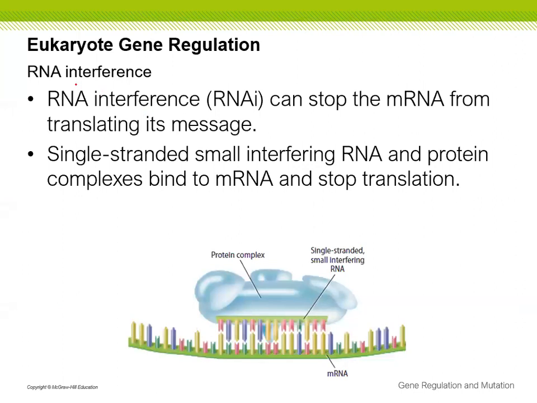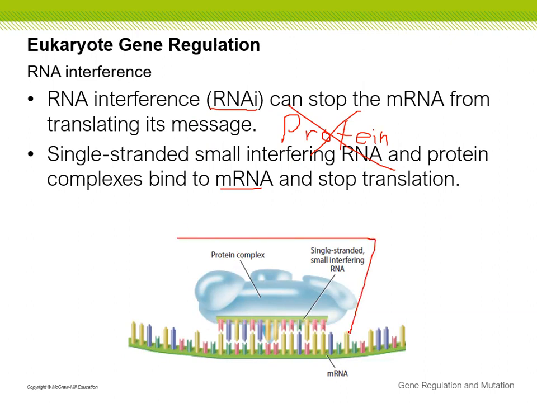It's done through something called RNA interference. We call this RNAi. This stops the messenger RNA from translating its message. Because you remember the central dogma: DNA is transcribed into mRNA, which is translated into protein. So this stops the protein generation. How does this work? These RNAi molecules will bind to the mRNA and they'll stop it. So that's this part right down here. There's nothing else for regulation.